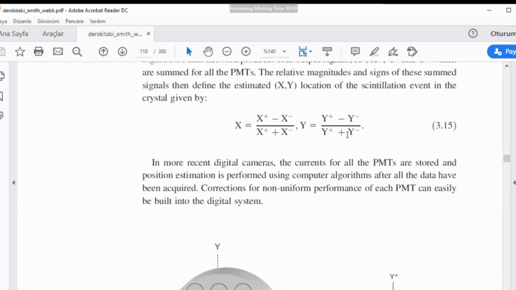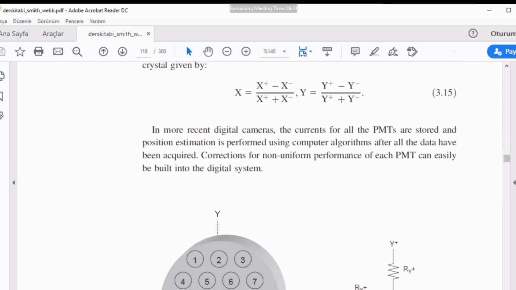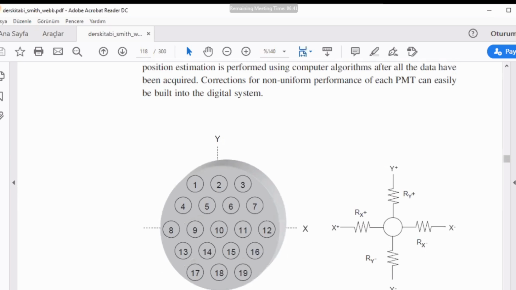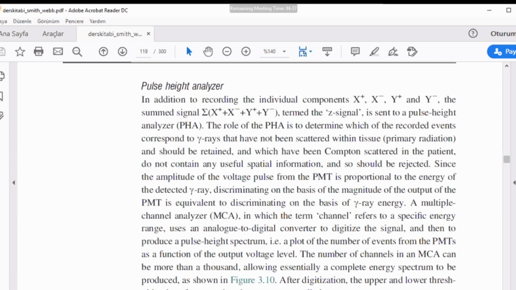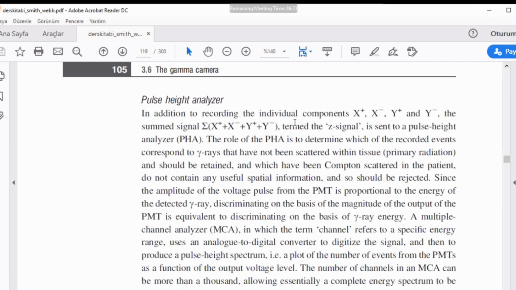But this is rather a little bit old technology. In more recent digital cameras, the currents for all PMTs are stored and position estimation is performed using computer algorithms after all the data have been acquired. Correction for non-uniform performance of PMTs can be built into the digital system. Okay, this is related to the old system.